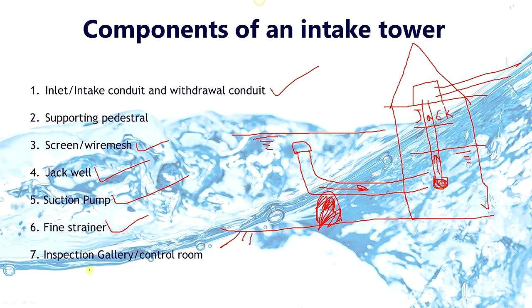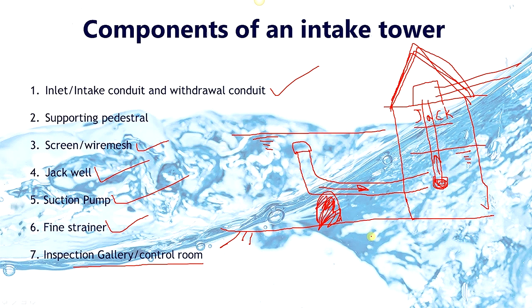Inspection gallery or control room: this will usually be provided at the top of the sump well or jack well, which will have pumps and electricity arrangements. Engineers or workers can use the control room for their inspection at the intake structure or for any other repair works.